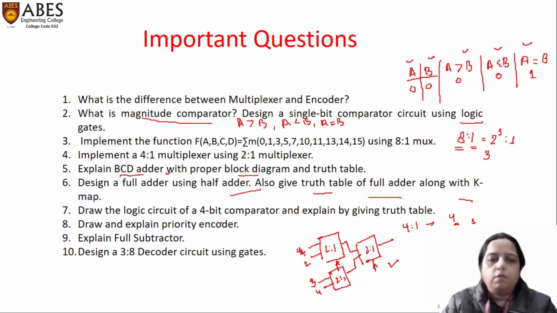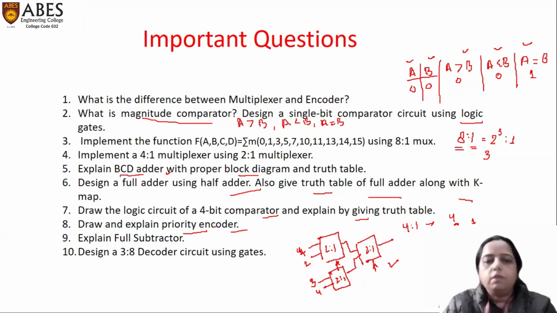Seventh question is design the logic circuit of 4-bit comparator explained by giving truth table. So this also we have covered in the previous lectures. Then the eighth one is draw and explain priority encoder. In this case, first of all, you will have to discuss what is an encoder, why priority encoder is used, what is the use of priority encoder.